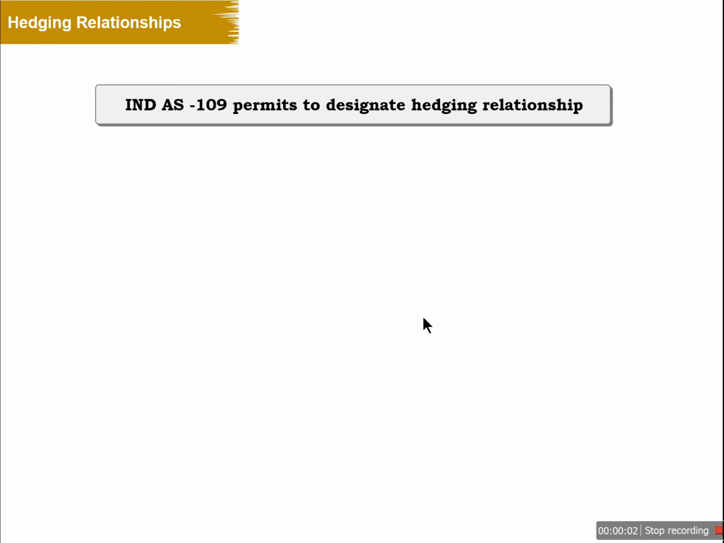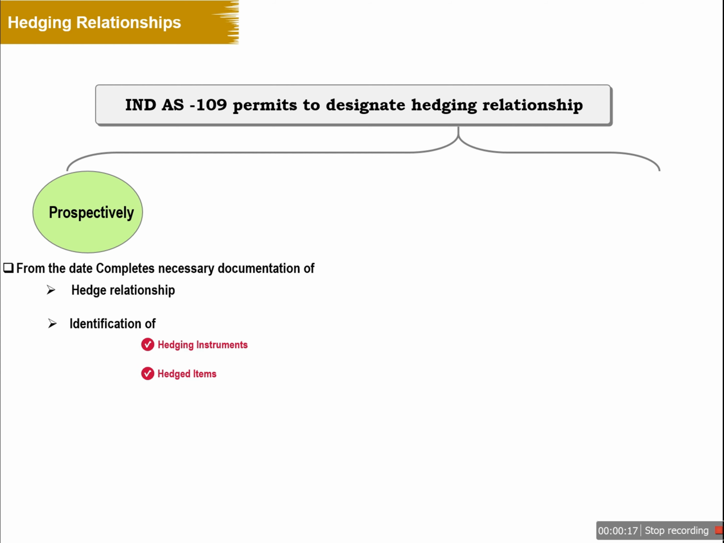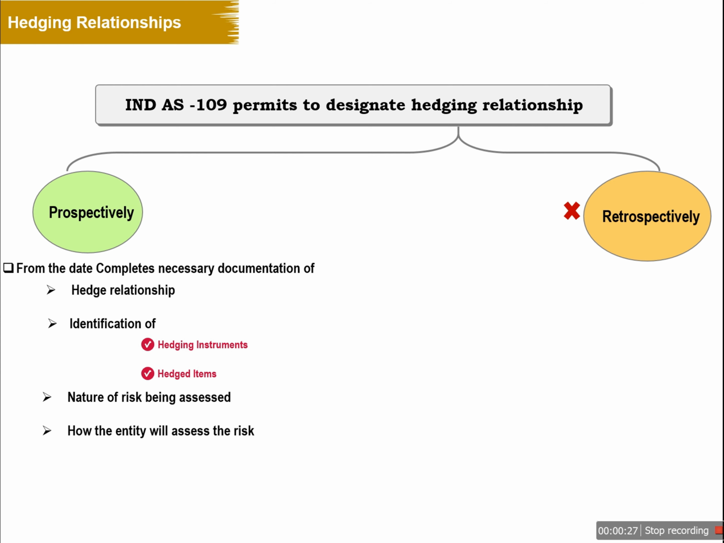Yes, IFRS 109 permits designating a hedging relationship prospectively from the date it completes the necessary documentation of the hedge relationship: the identification of hedging instruments and hedged items, and documentation in respect of the nature of risk being assessed and how the entity will assess the risk. Designating a hedging relationship retrospectively is not allowed.